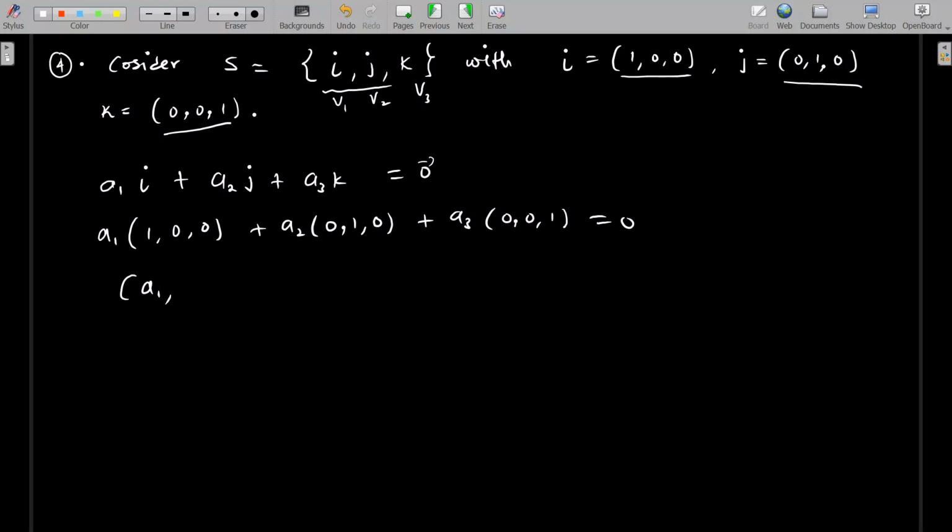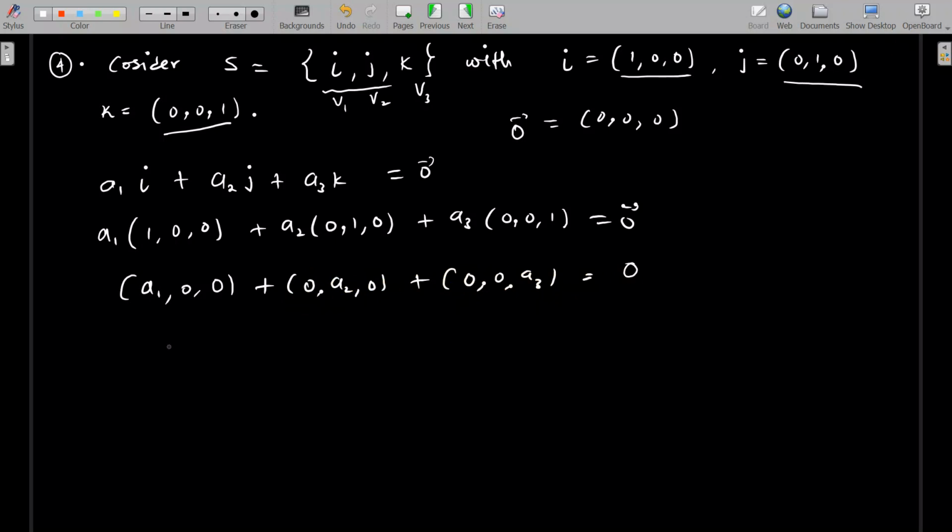Okay, and in that case, your 0 here will be the 0 vector, and that 0 vector is given by (0, 0, 0). So that is what you need to take note of. So 0 plus 0 a2, 0 plus 0 0 a3, and that is equal to the 0 vector, which I'm saying you can just write as 0, just like that. But I'm going to use the definition that in R3 this is the 0 vector.